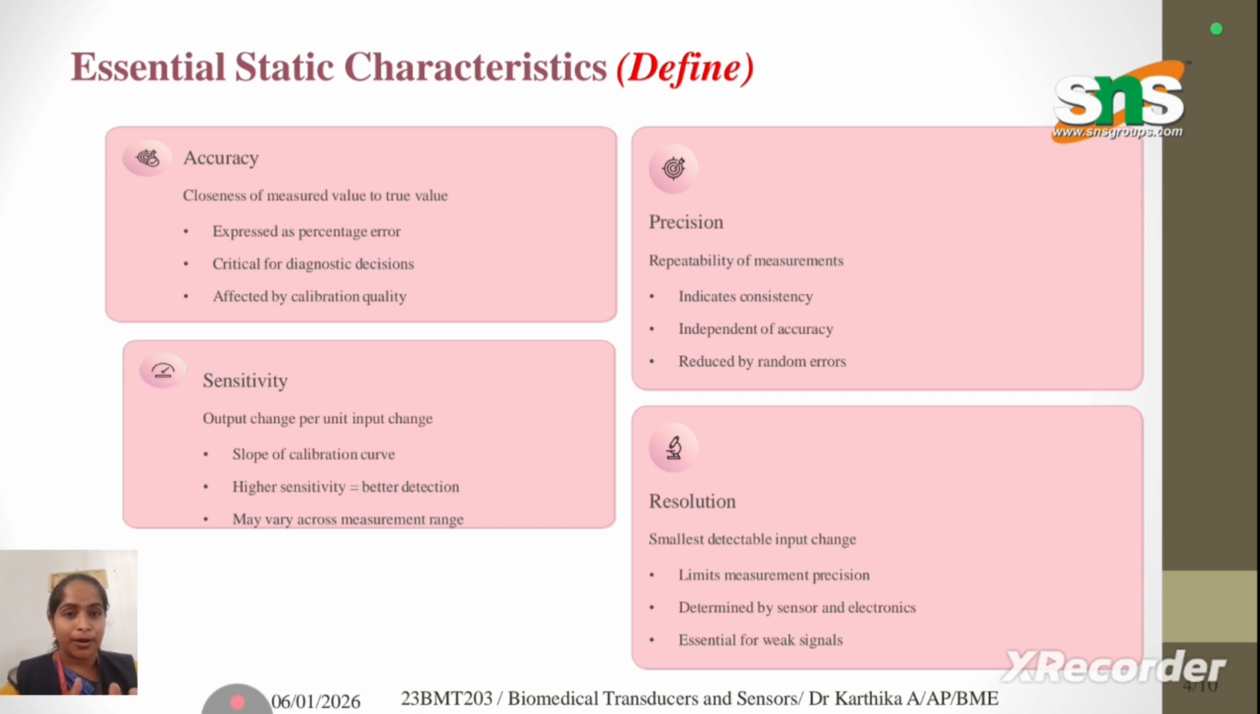While talking about sensitivity, the slope of the calibration curve matters, and high sensitivity means better detection, though it may vary across the measurement range. Resolution limits measurement precision, and it is determined by the sensor and electronics, essential for weak signals. These are the essential static characteristics: accuracy, sensitivity, precision, and resolution.